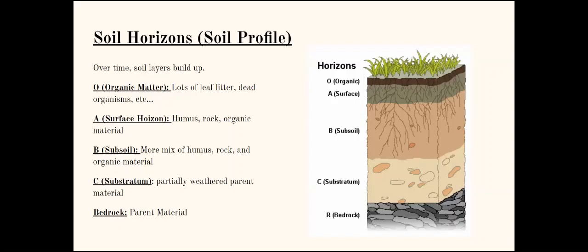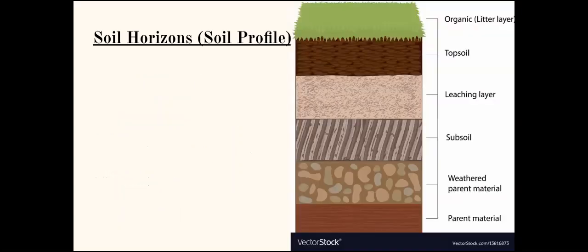And the same thing with the layer below it, the subsoil or layer B. There's more humus, rock, and organic material. One of the lowest levels, the C, the substratum, that's where you see partially weathered parent material. And at the bottom, usually you'll see bedrock. Sometimes you won't see this in a graph, but this will be labeled as the level R. And this is just another image to show that.